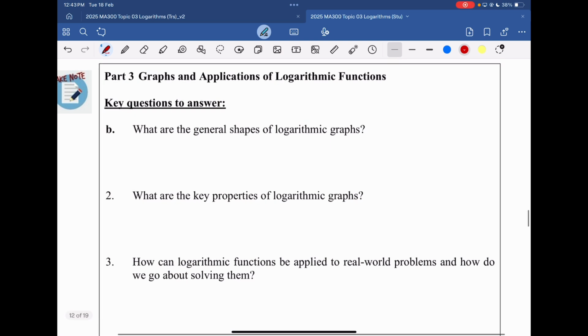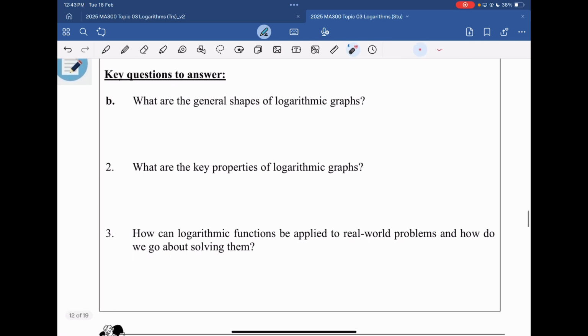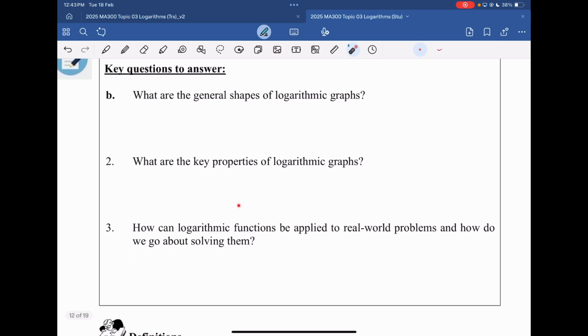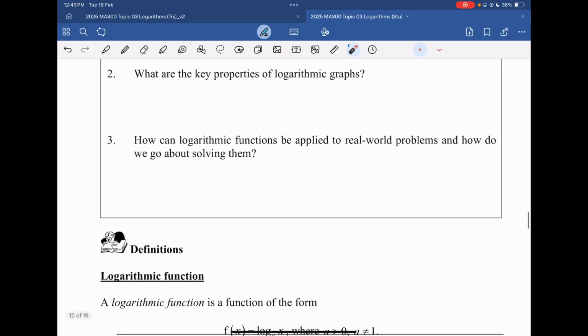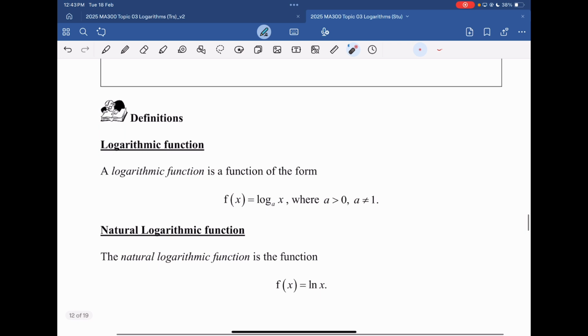Okay, so this is a lesson on topic 3, part 3. What are the general shapes of log graphs? We are going to look at it today, and then also the key properties. If you don't mind, some parts I will go a bit faster, and some parts I will tell you are important, so just take note. What are the log graphs applied to real world problems, and how do we go about solving them?